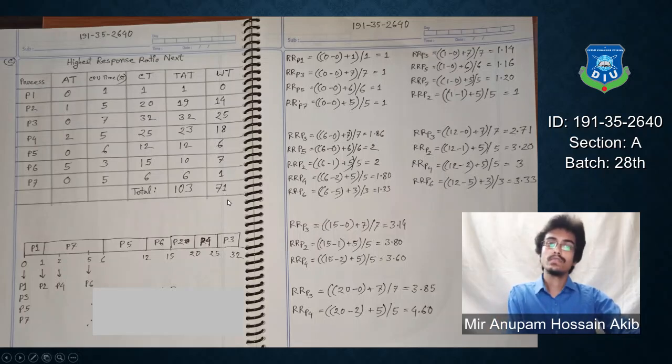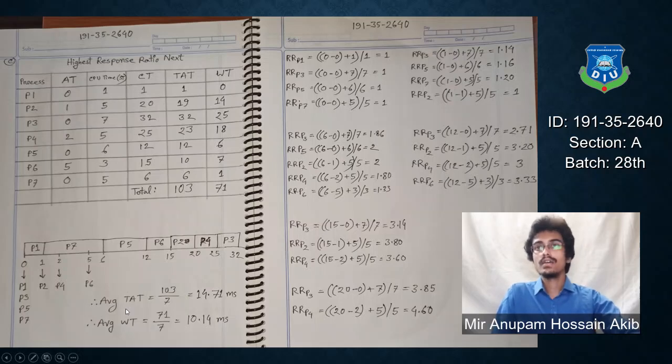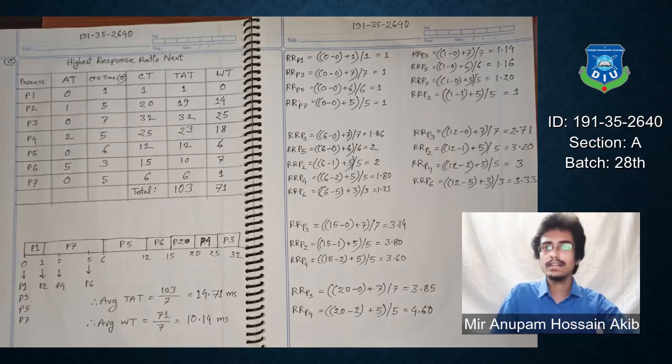Now we will calculate the average turnaround time and average wait time. As we have only 7 processes, we divide the turnaround time by 7 to get the average turnaround time. The average turnaround time is 103 by 7, which results in 14.71 milliseconds, and the average wait time is 71 by 7, which results in 10.14 milliseconds. So that was our answer, the average turnaround time and average wait time.